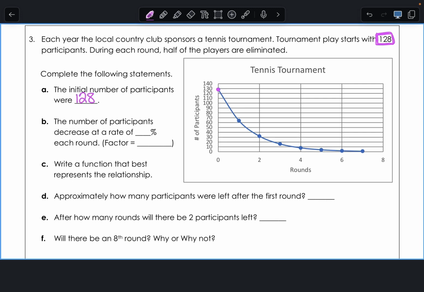Very good. The number of participants decreases at a rate of 50%. What is the factor? We are multiplying by what? Half. We are eliminating half of the players.